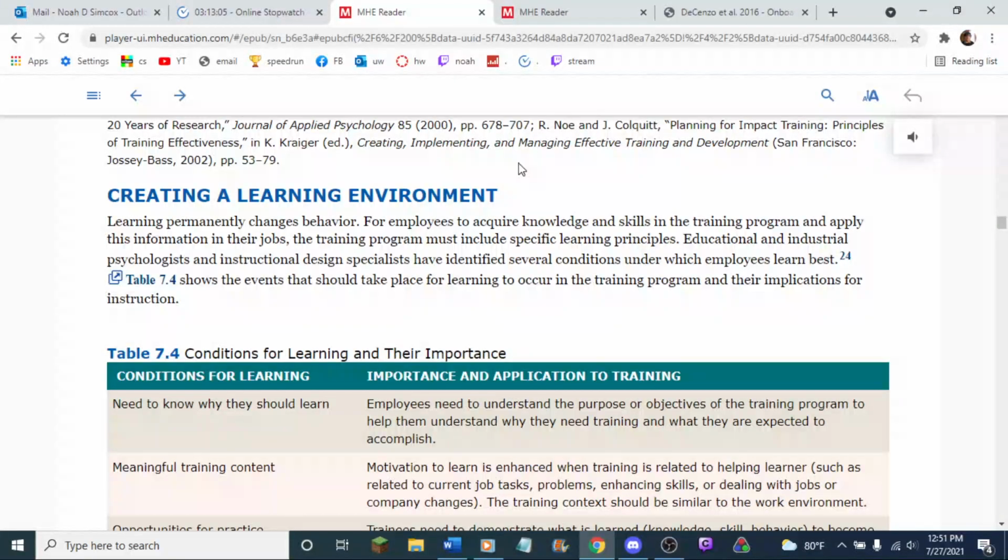Create a learning environment. Learning permanently changes behavior for employees who acquire knowledge and skills in the training program and apply this information in their jobs. The training program must include specific learning principles, educational and industrial psychologists.